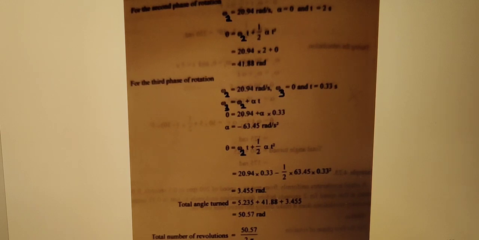So the total angle turned is the sum of the angle turned in the first phase, second phase and third phase. That is 50.57 radian. So the total number of revolutions is equal to radian divided by 2 pi. That will give the value of angular displacement in revolutions, that is 8.05.